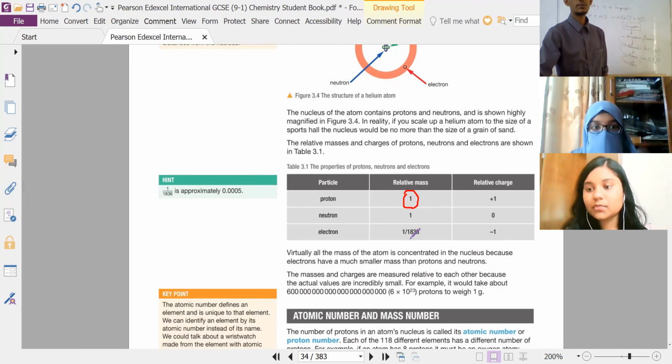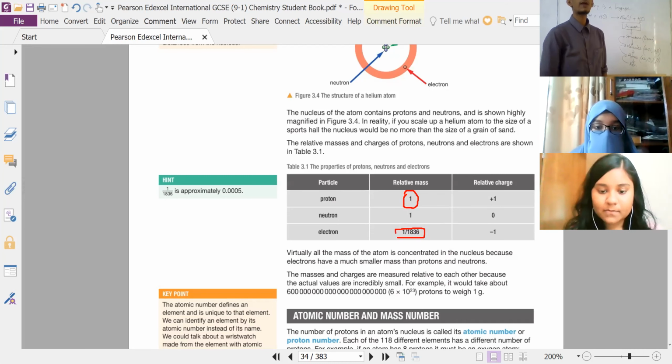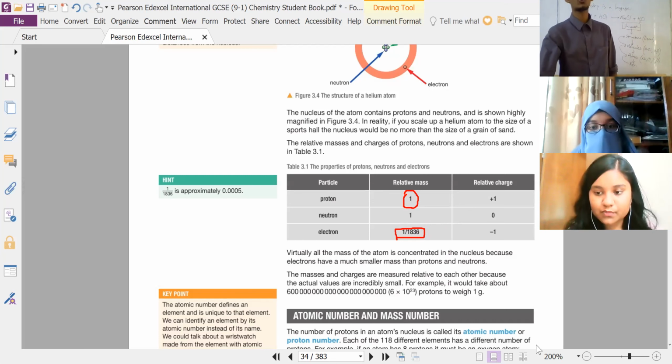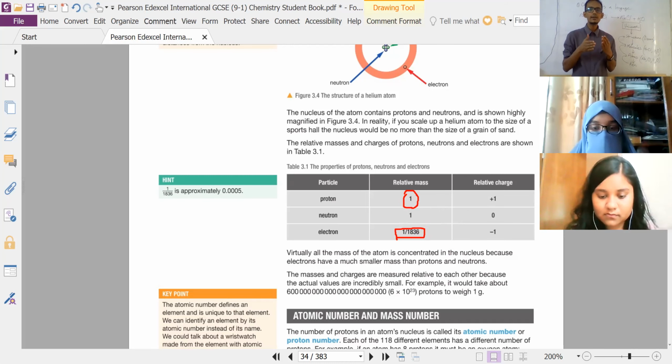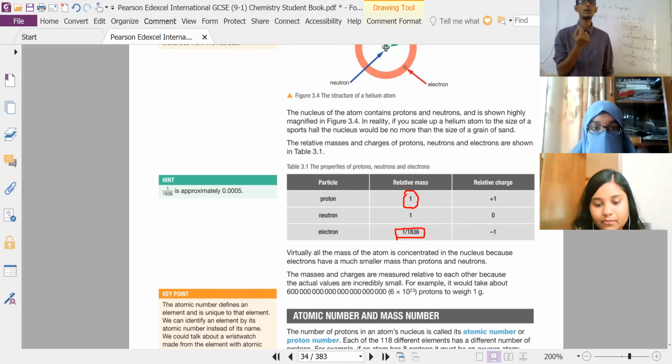The mass of an electron is 1 divided by 1836. For simplification, if you write 1 divided by 2000, we will not mind, and you will get marks for that. So 1 divided by 1836, what does it mean? If you take 1836 electrons together, then you will get the mass of only 1 proton or only 1 neutron. Any issues up to this?